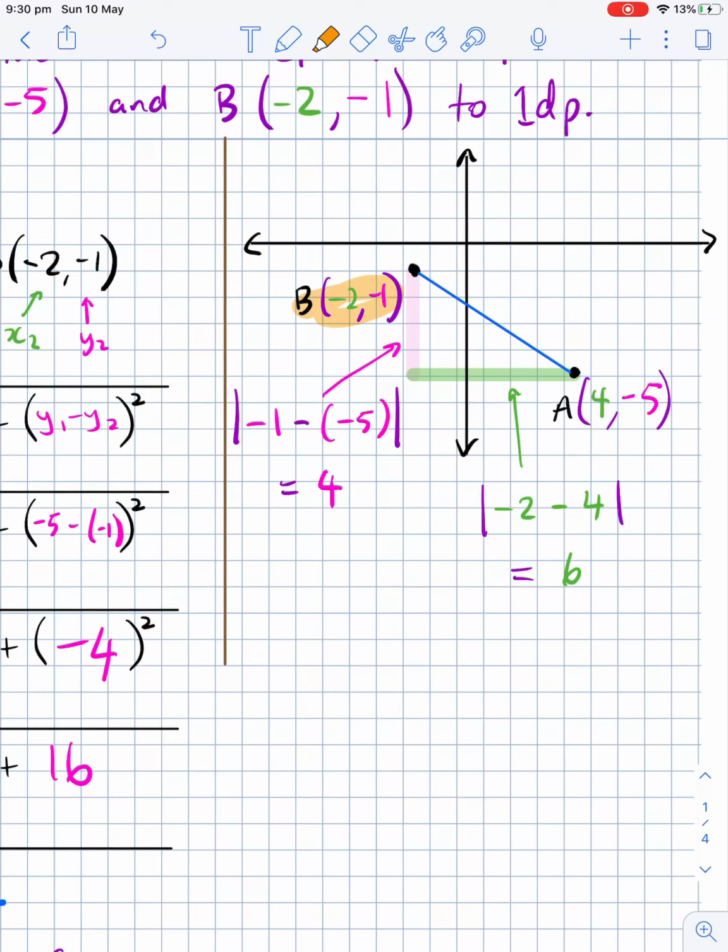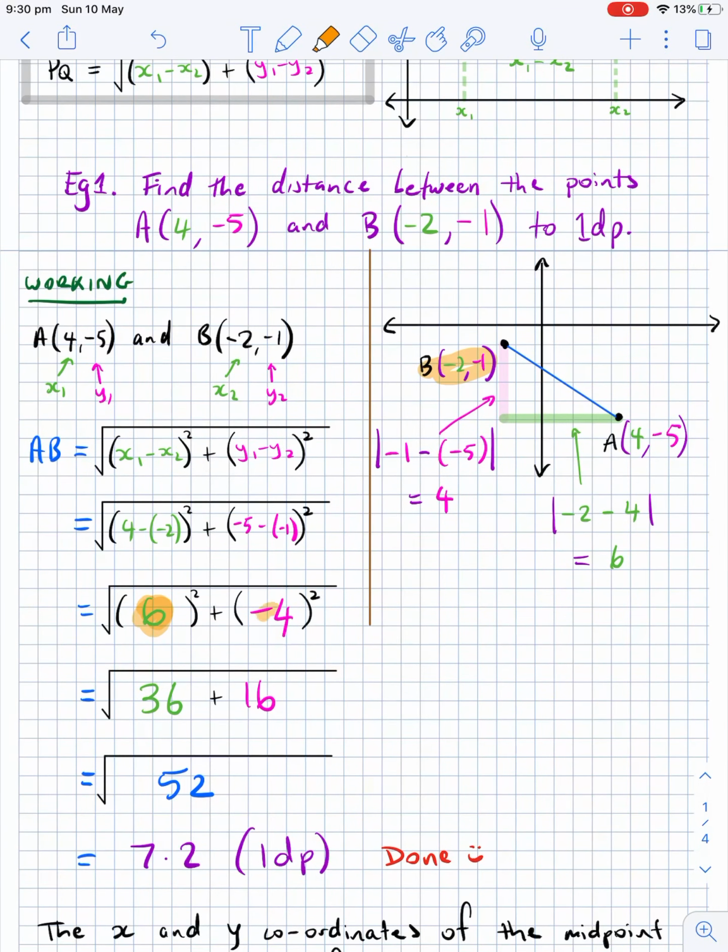So pretty much this is what we're doing in the formula. We're getting our 6 and our 4. And then we're going to be squaring both of these and then taking the square root. So it's literally just Pythagoras' theorem with this triangle.